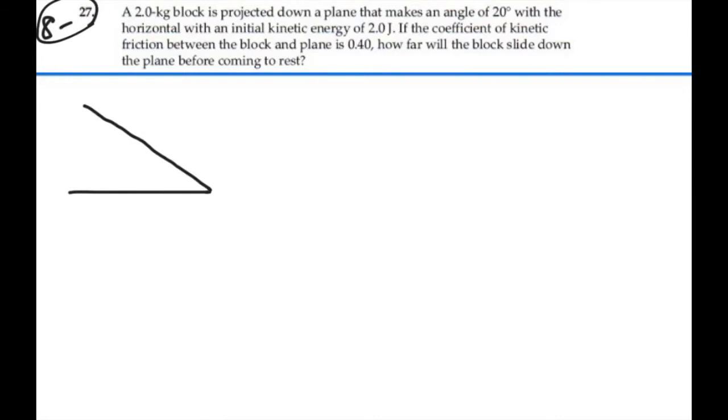Here's our plane at a 20-degree angle. Here's our block, and the mass of the block is 2 kilograms. And let's say it actually goes down some distance d down this plane. So that's going to be our distance d. We're going to proceed then from point A to point B to our final location. Well, let's say point B is our lowest height then.